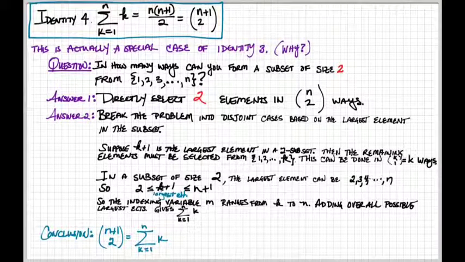So the largest element is going to range between 2 and n plus 1, which means k itself is going to range between 1 and n. So answer 2 is the sum over all those cases as k goes from 1 to n of k. Equating answer 1 and answer 2, we get the conclusion that n plus 1 choose 2 is the sum as k goes from 1 to n of k.